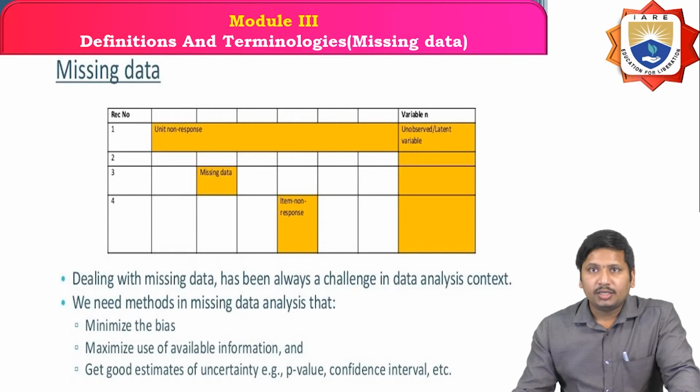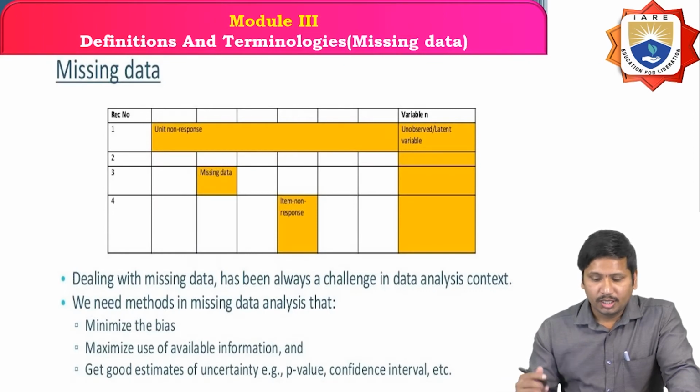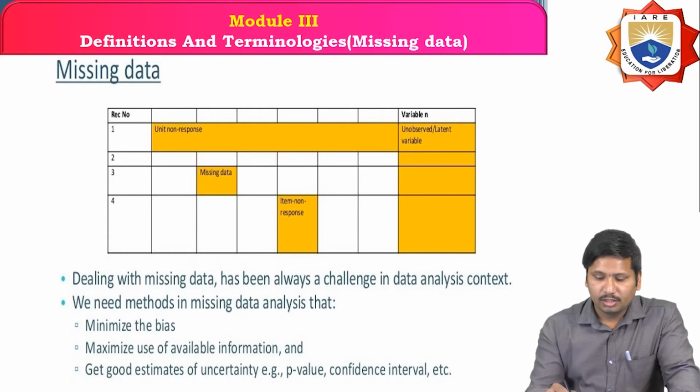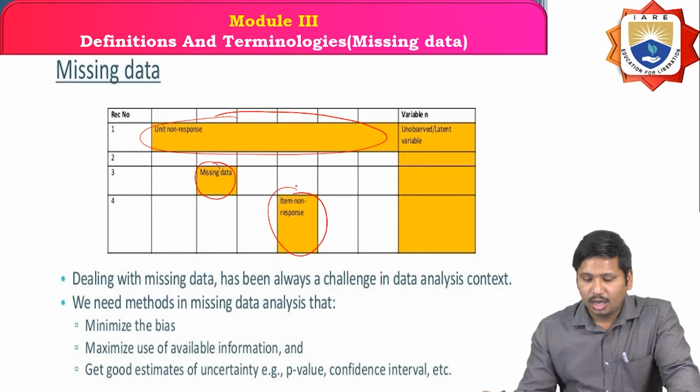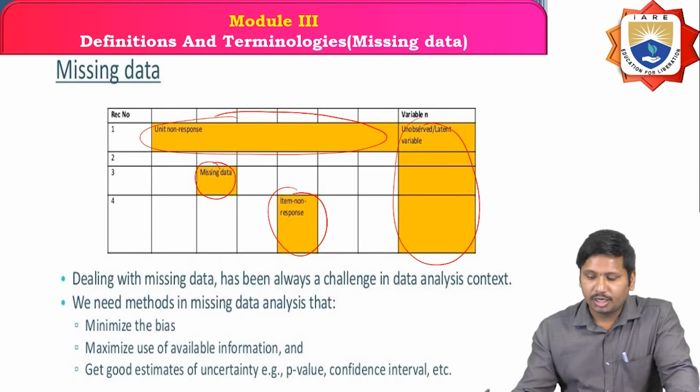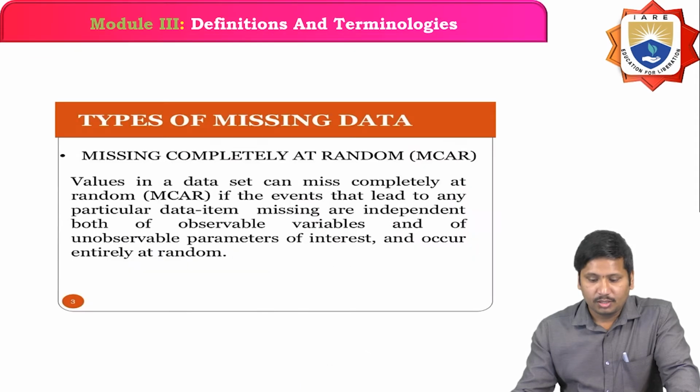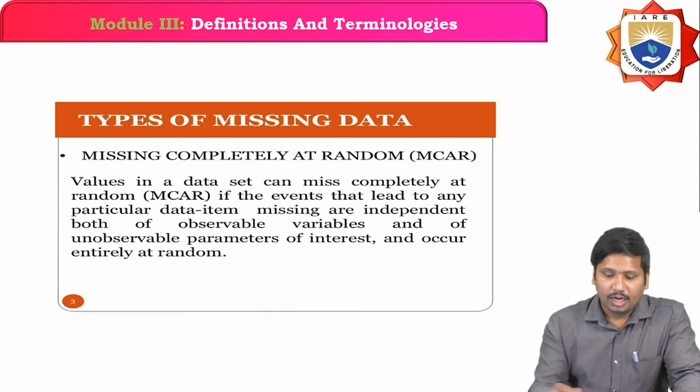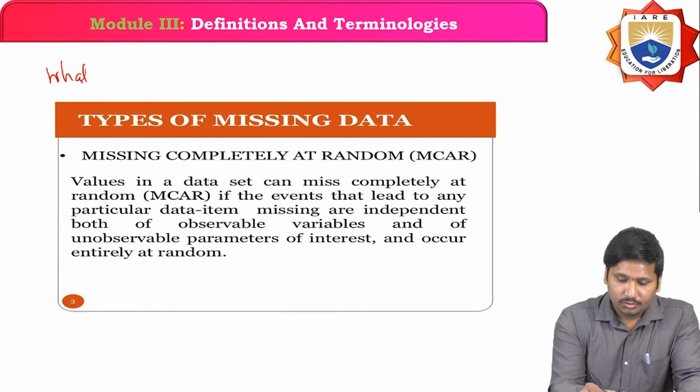So with missing data, as I just said in the examples, whenever the entire unit's data is missing, that is unit non-response. If the data is missing from a particular column, then it is treated as missing data or item non-response. And if an entire column of data is missing, then it is treated as an unobserved or latent variable. So what are the different types of missing data? That is the question.